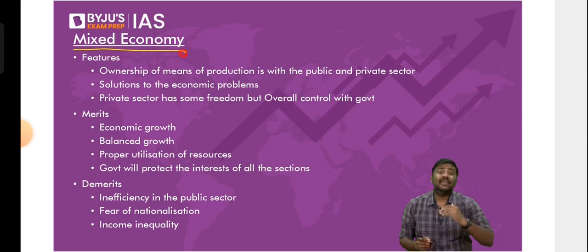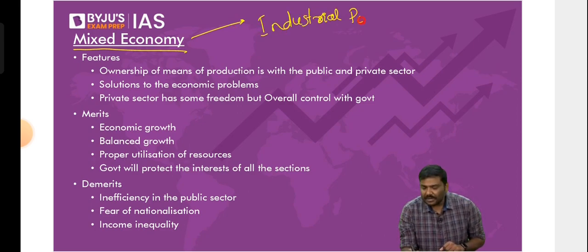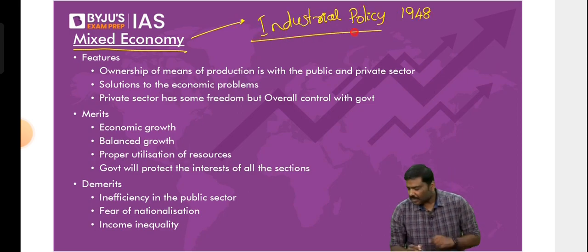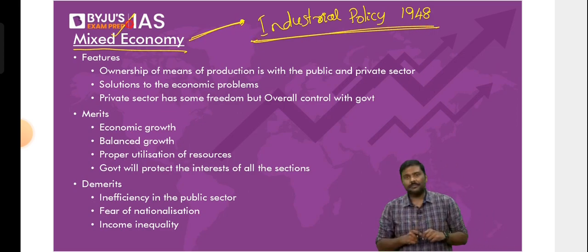India follows a model called a mixed economy. Right, by the way, the term mixed economy is mentioned in the industrial policy of 1948. Remember this. Government of India, after independence, announced the first industrial policy of 1948. And in this particular industrial policy, government announced that India will be a mixed economy.